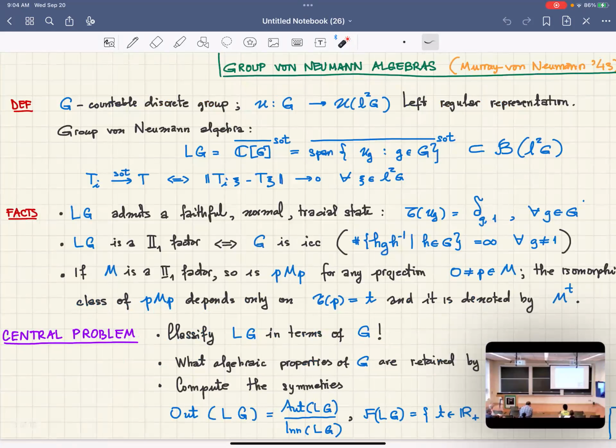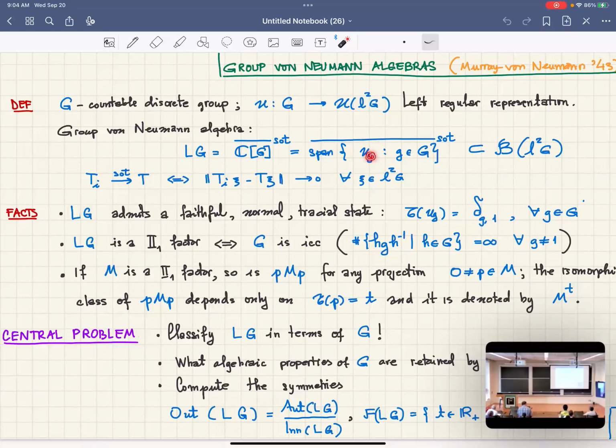So first, let me very briefly recall what a group von Neumann algebra is. I think probably most of you know that, but it doesn't hurt to do this. So in my talk, we will typically deal only with countable discrete groups. Every such group admits a left regular representation, right? And the group von Neumann algebra associated with this group is essentially the von Neumann algebra generated by the left regular representation.